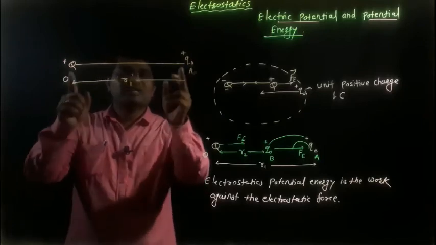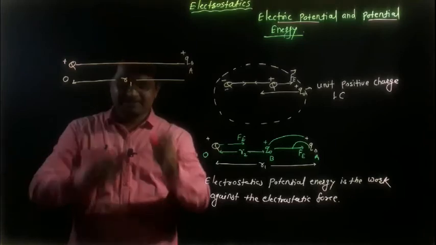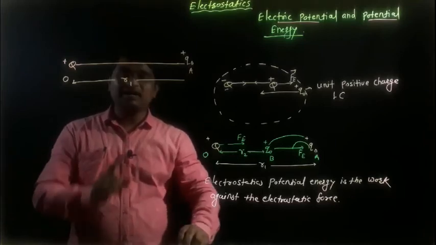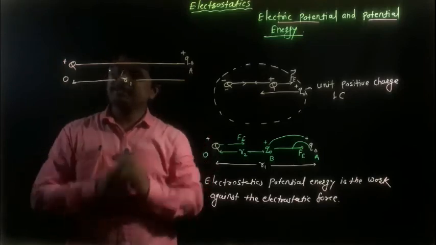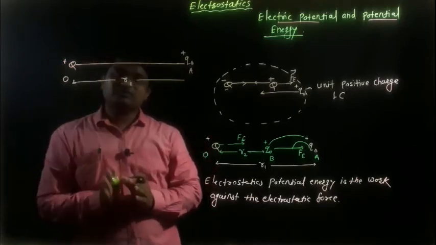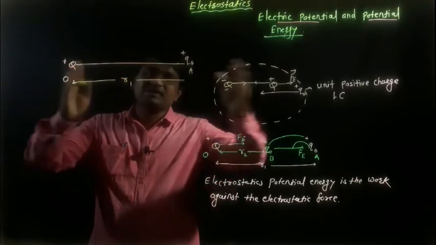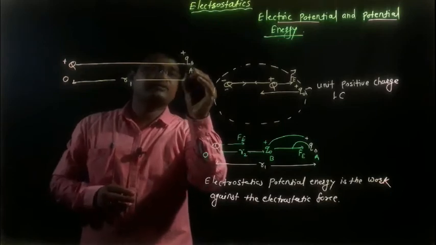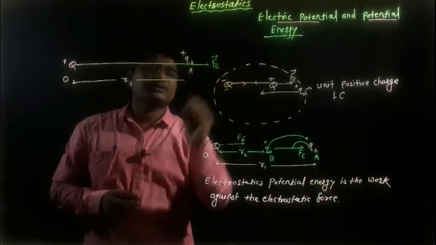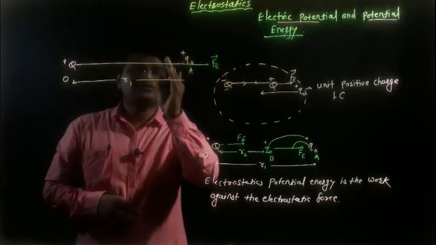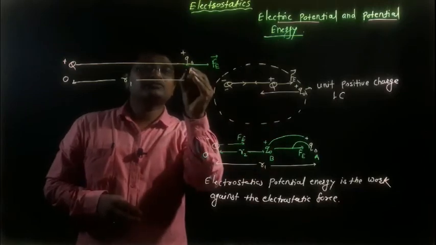Actually we know that there are two positive charges, and these two positive charges are situated at a separated distance r from each other. R1 is the initial distance from the origin to A. As per Coulomb's law, we know very well that these two positive charges, like charges, repel each other. It means that the electrostatic force is present in the given direction. So this unit positive charge will be repelled and will move in the outward direction.